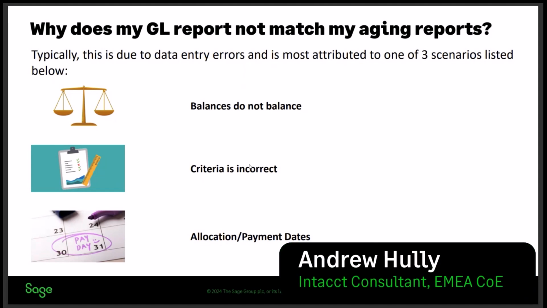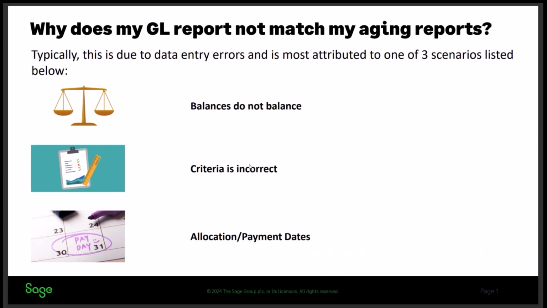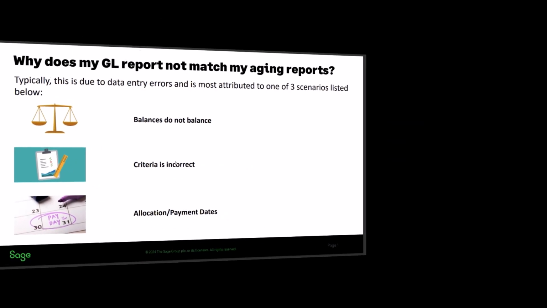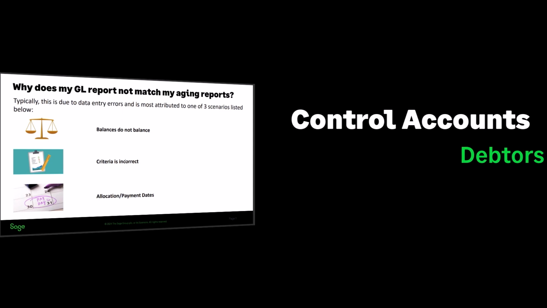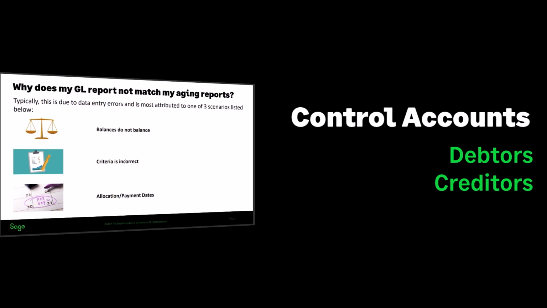I'm just going to delve into this in a little bit more detail. Quite a common query that comes to us is around the general ledger report not balancing with a customer or supplier aging report, and specifically around the control accounts. You would know the control account as either the debtors account or the creditors account, which are known as control accounts across accounting platforms.